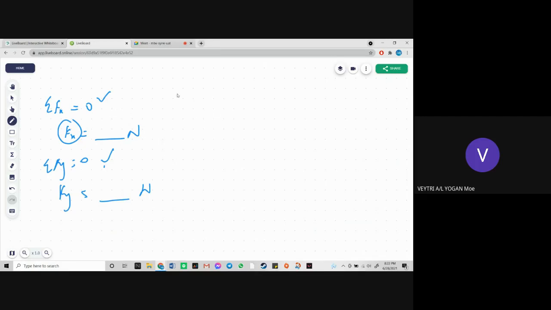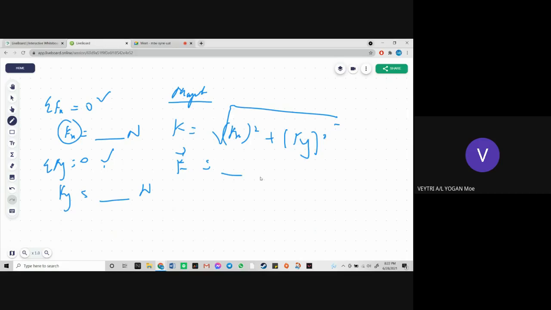Now, dia cakap apa? Magnitude of forces. You guys know very well what to do kan? Resolve vectors. Resolve vectors, same thing. Fx square plus Fy square. It's just Pythagoras theorem. Dapatkan jawapan forces yang sebenar in Newtons. Direction, benda sama.